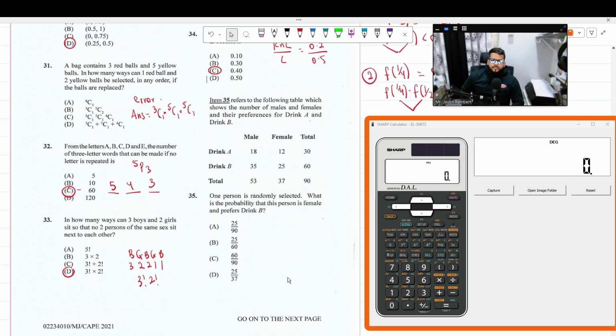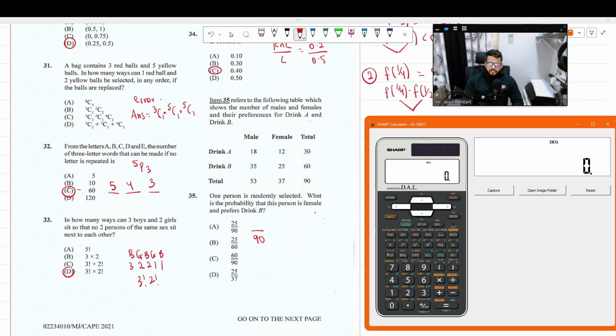Item 35 refers to the following table, which shows the number of males and females and their preferences for drink A and drink B. Number 35. One person is randomly selected. So that gives me the total number of possible outcomes as everybody. So I put that over the 91. What is the probability that the person is female and prefers to drink B? So and is multiply. So the probability that she is female is, how many females do we have? 37. And how many females prefer drink B?